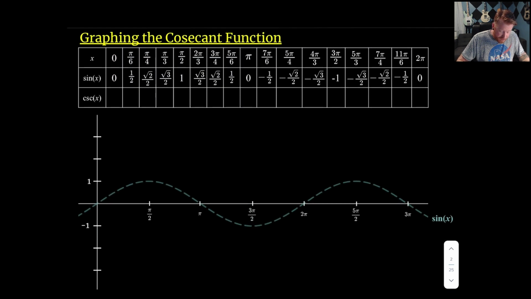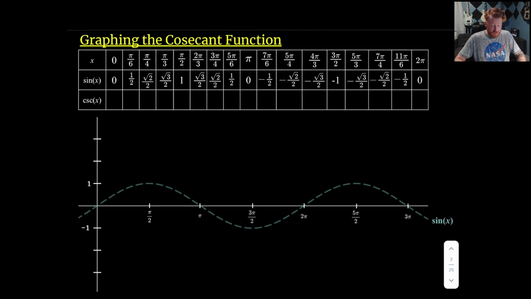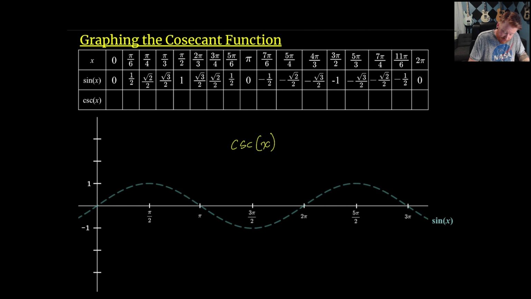The first thing we're going to do is look at graphing the cosecant function. So the cosecant function is the reciprocal of the sine function. So I'll just write this here for right now. This is 1 over sine of x. So what I've got here is just all of the values for sine of x listed out, and we'll just look at taking reciprocals for each of these.